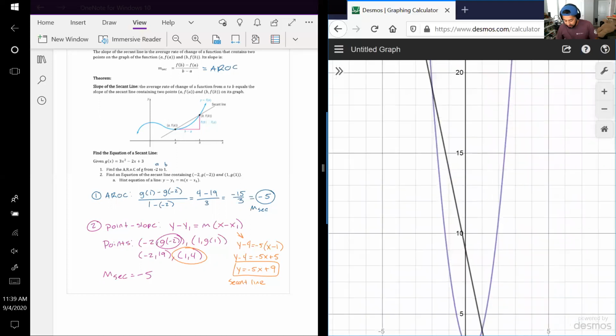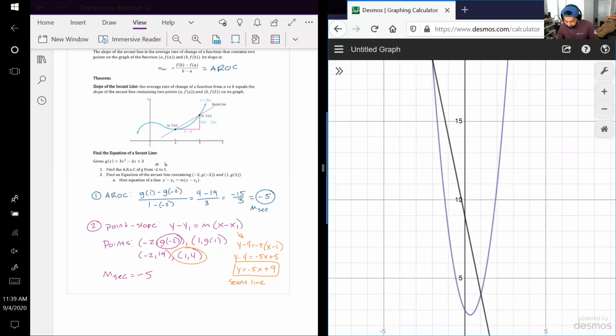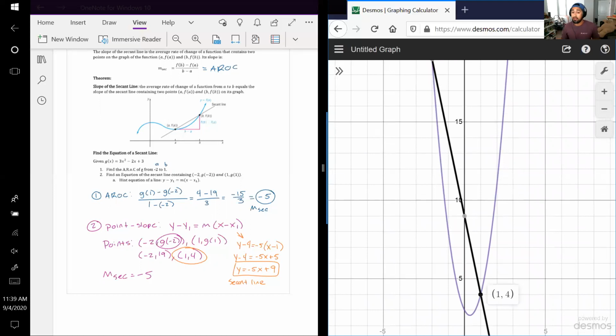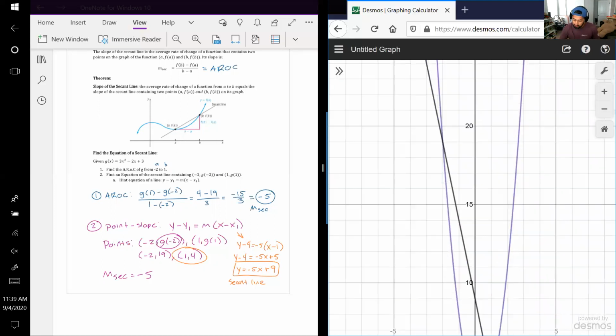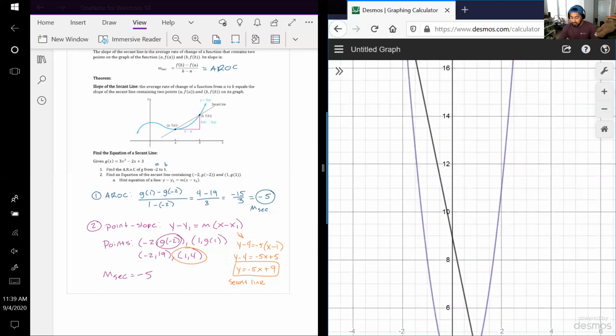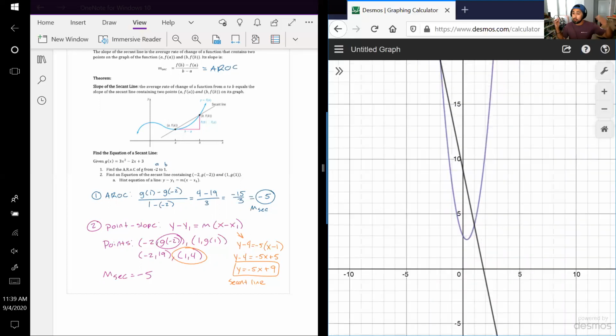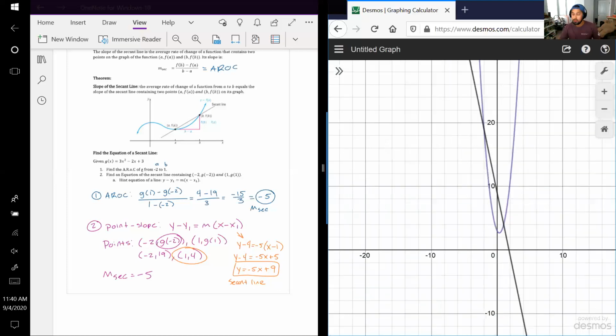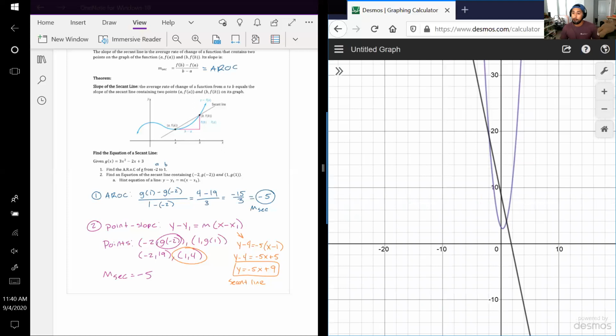So look at that. There's this point here, which we have as 1, 4. Did we not get 1, 4 as a point? We sure did. And then up here is another point, -2 and 19. Was that a point? It sure was. And since we had those 2 points in the function, and we found that the slope between these 2 points was changing by -5, we found the equation of the secant line, which goes straight through our parabola.